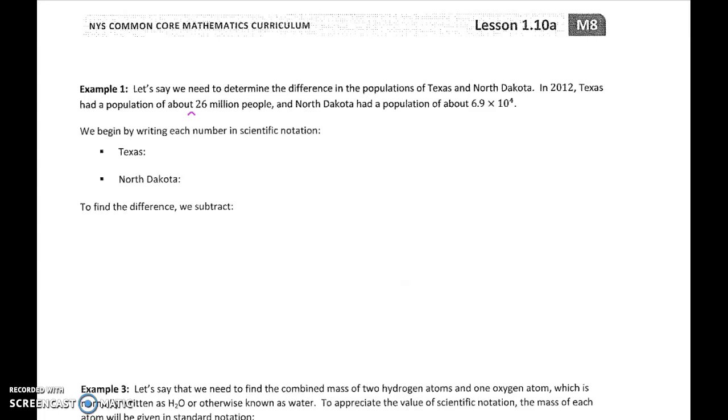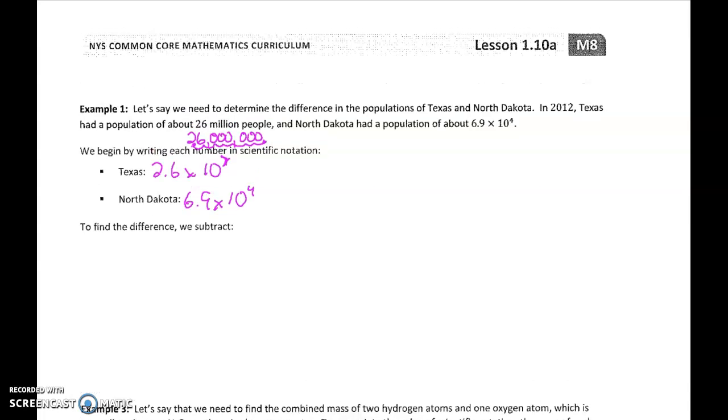Texas had a population of 26 million. And so the other day, it was in our notes, we rewrote this as 2.6 times 10 to the 7th. Again, where we want it to where it is, 1, 2, 3, 4, 5, 6, 7 units to the right, and that's where that 7 comes from. North Dakota has a population of 6.9 times 10 to the 4th. Okay, so those are numbers in scientific notation, and to find the difference, we need to subtract them.